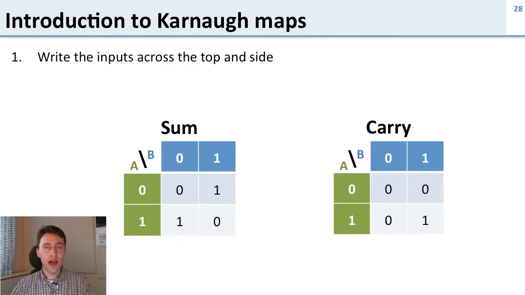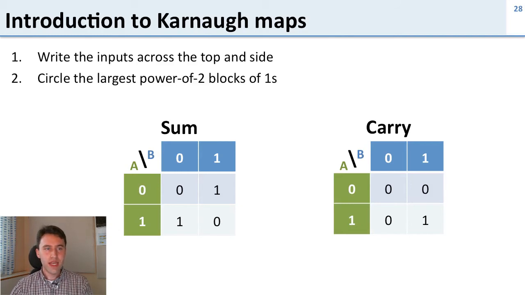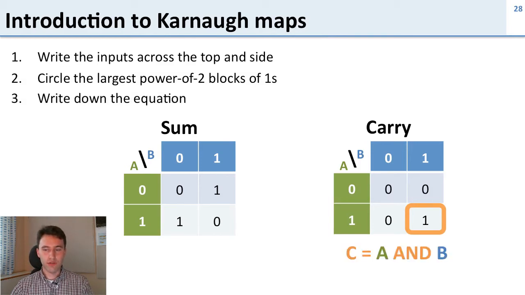Inside the Karnaugh maps, I've filled in the 1s and 0s from the truth table corresponding to the inputs across the top and side. Now the second step is circle the largest power of 2 blocks of 1s. So power of 2 means I can circle 1, 2, 4, 8, or 16 ones, but I can't circle 3 ones. So for carry, this is the largest power of 2 block. It's the only power of 2 block, and there's 1 value in it. Step 3, write down the equation. So there's the equation. This is C equals A and B.